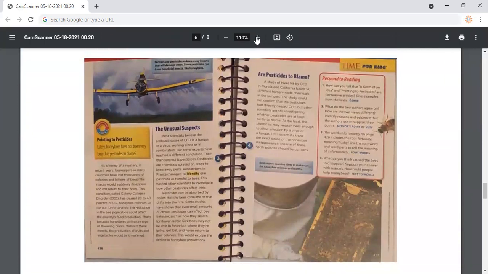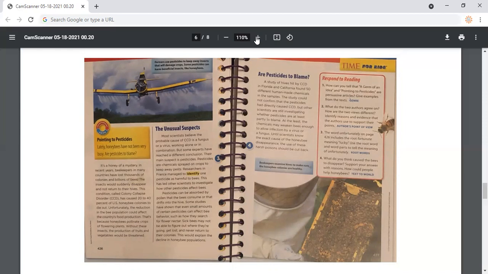All right, on the next page, we have a counterpoint. This is another point of view pointing to pesticides. Lately, honeybees have not been very busy. Are pesticides to blame? So again, remember, I just told you a pesticide is a substance that is used to kill pests.